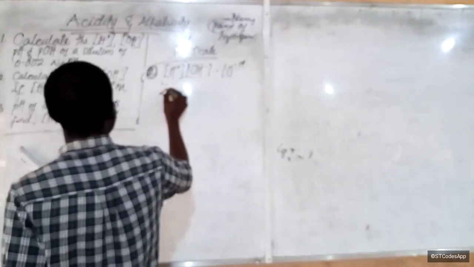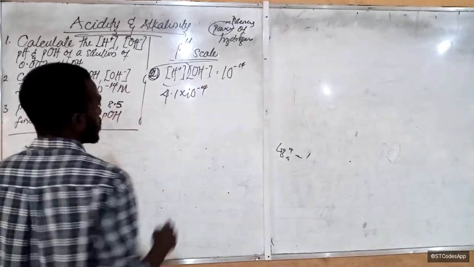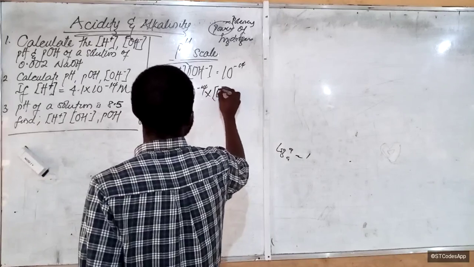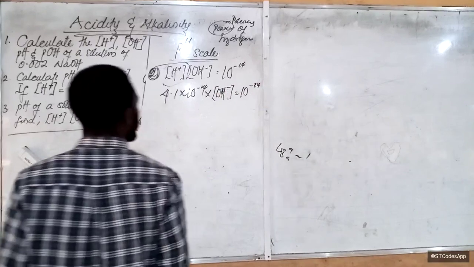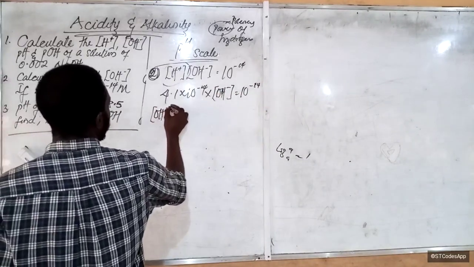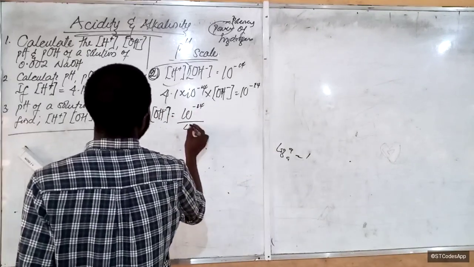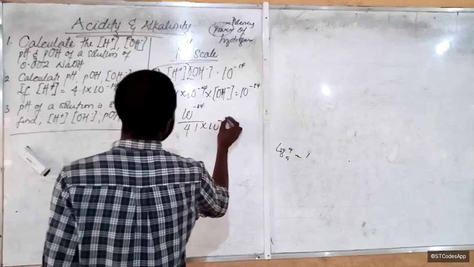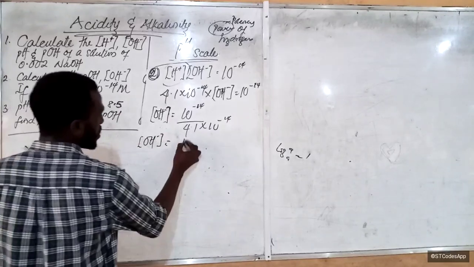If that is the case, we already have the concentration of this as 4.1 times 10 raised to the power minus 4 molar, isn't it? So 4.1 times 10 raised to the power minus 4 times the concentration of OH minus is equal to 10 raised to the power minus 14. So how do we get this concentration? OH minus is equal to 10 raised to the power minus 14 divided by 4.1 times 10 raised to the power minus 4. This becomes OH minus is equal to 1 over 4.1.